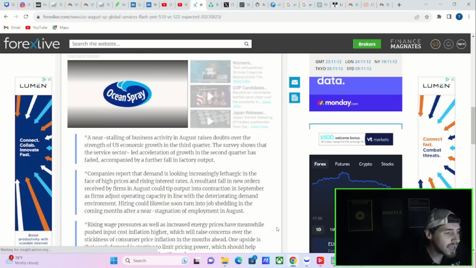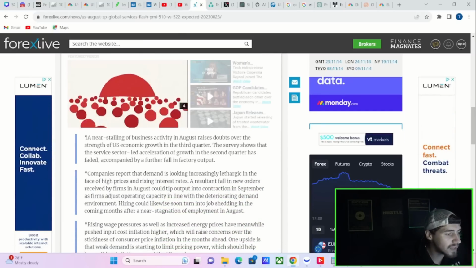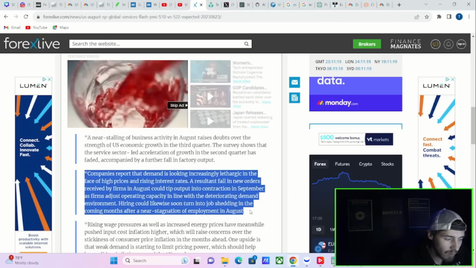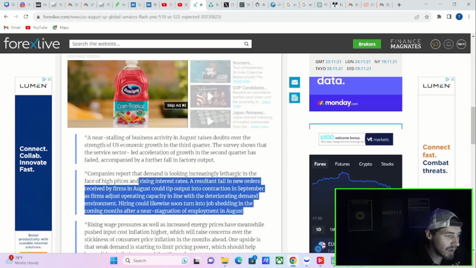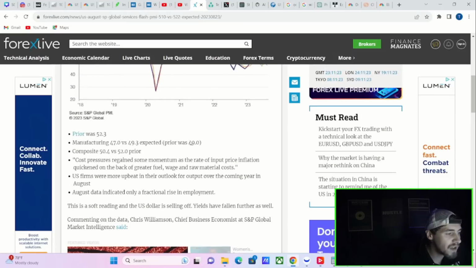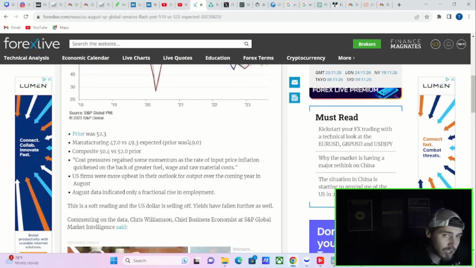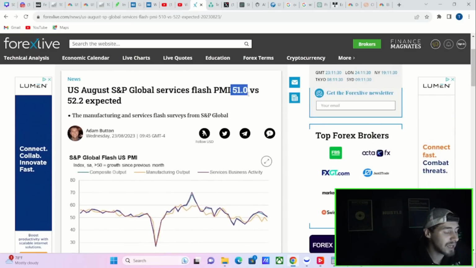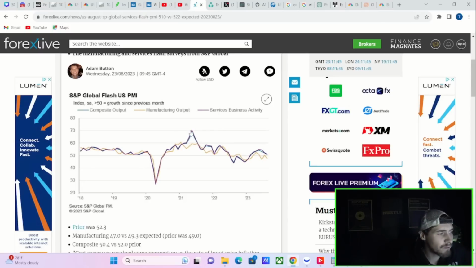This is basically a survey from business owners on how they are operating their business, if they are seeing a slowdown or if they are expanding in their business. Anything under 50 is outright contractionary, but 51 is not necessarily expanding all too much either. Everything has basically been falling with this survey since mid-2021. The composite output, the manufacturing output, as well as service business activity.